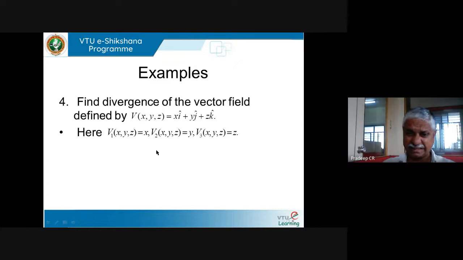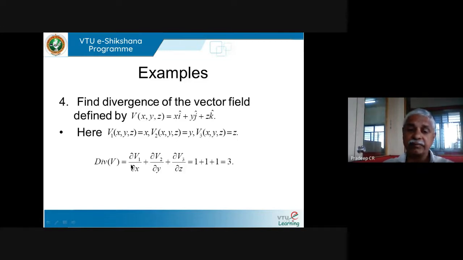This is a very neat kind of thing. There are three variables here, but actually only one of them is showing up in each component. It doesn't depend on y and z. Normally it's not this neat, it will look much more ugly, but as the first example, I'm giving you this particular case. V1 is x, V2 is y, V3 is z. I hope you understood what I did.